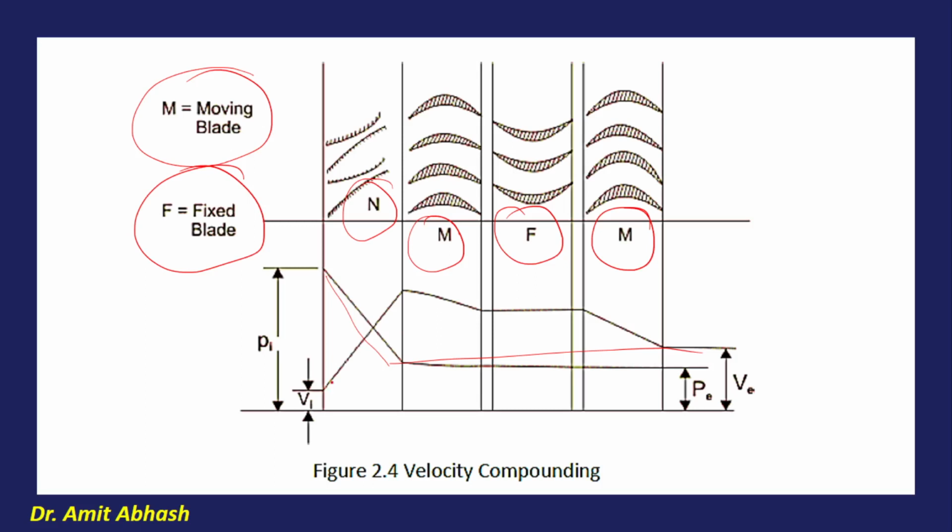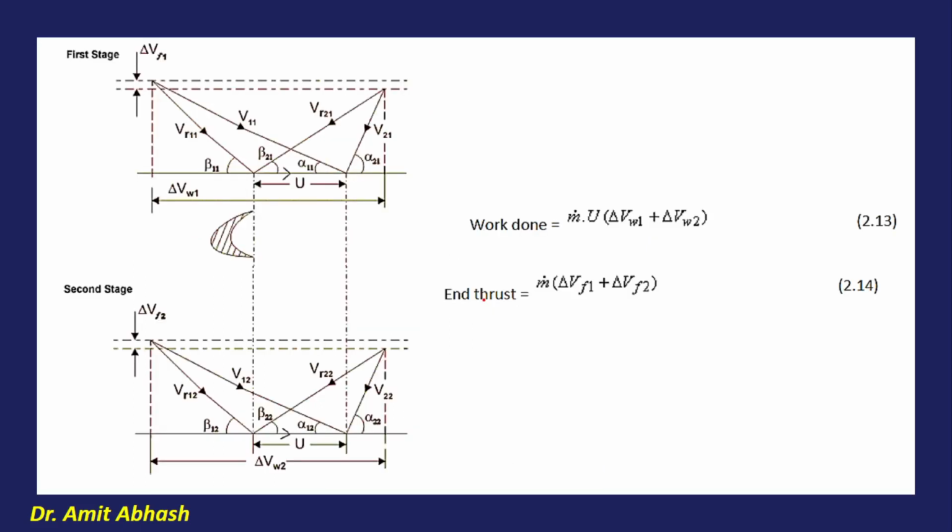But what about the velocity? Velocity jump takes place in the nozzle and then drop, fix, drop. So in the moving blade, the velocity drop you can observe here, and in the fixed blade there is no drop of velocity. So this was regarding the velocity compounding. Whenever they ask you in the exam, you need to draw these things inside the examination hall. So this is the velocity triangle, and I will discuss these things with you in the classroom, or later on we will discuss it separately.